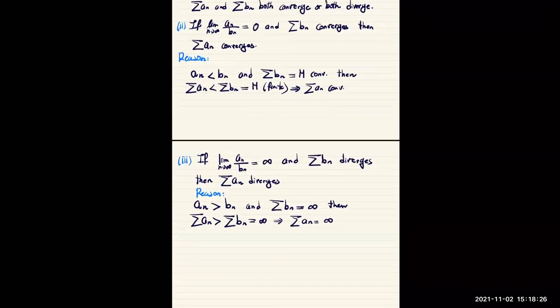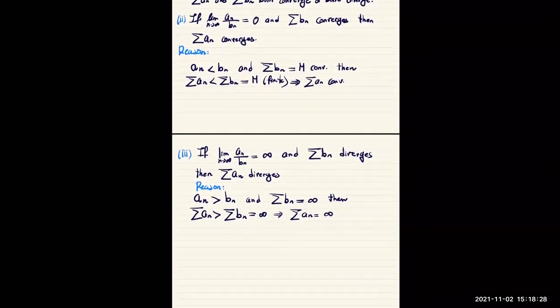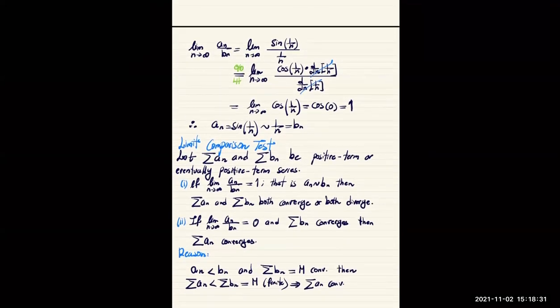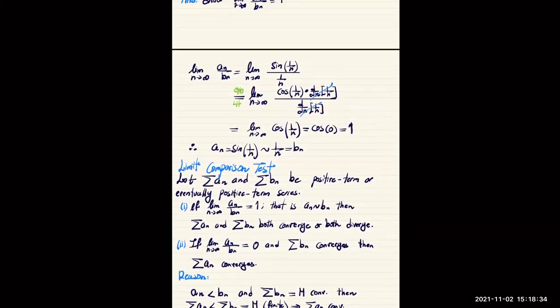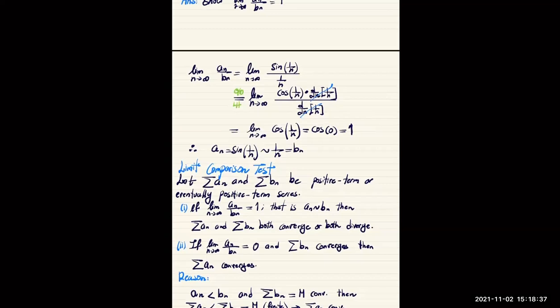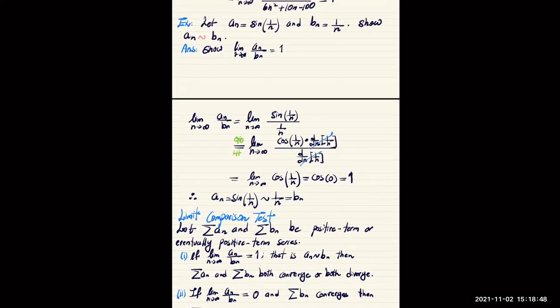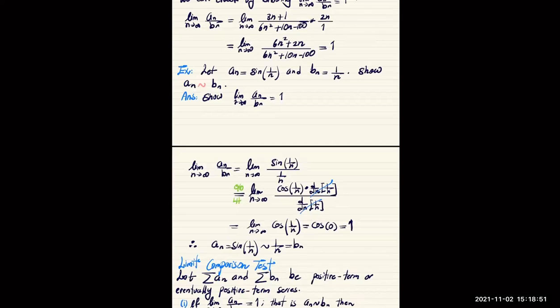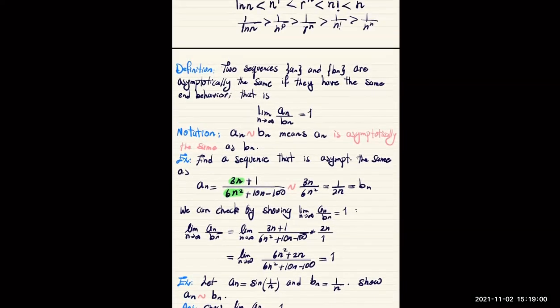All right, good. So yesterday we wrote down the definition of being asymptotically the same. Again, two sequences or two functions are asymptotically the same if they have the same long run behavior. Mathematically, it's when the limit of the ratio is 1. This means that in the long run, as n goes to infinity, a sub n and b sub n become the same.